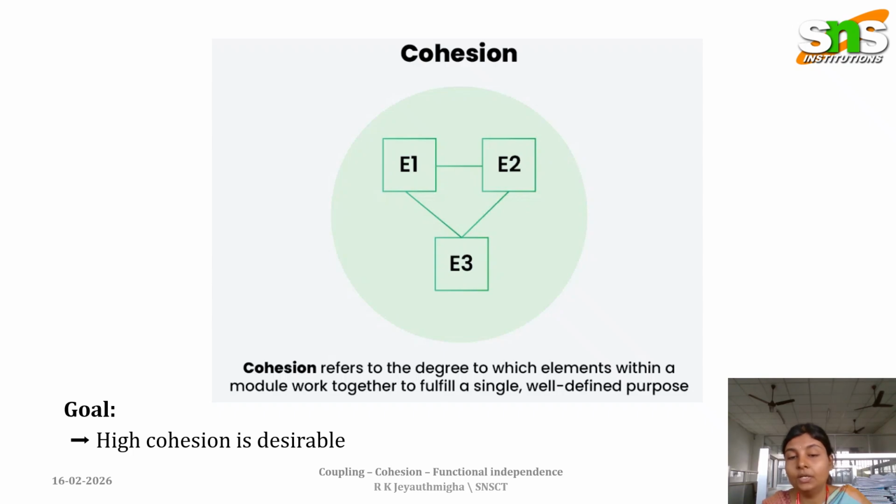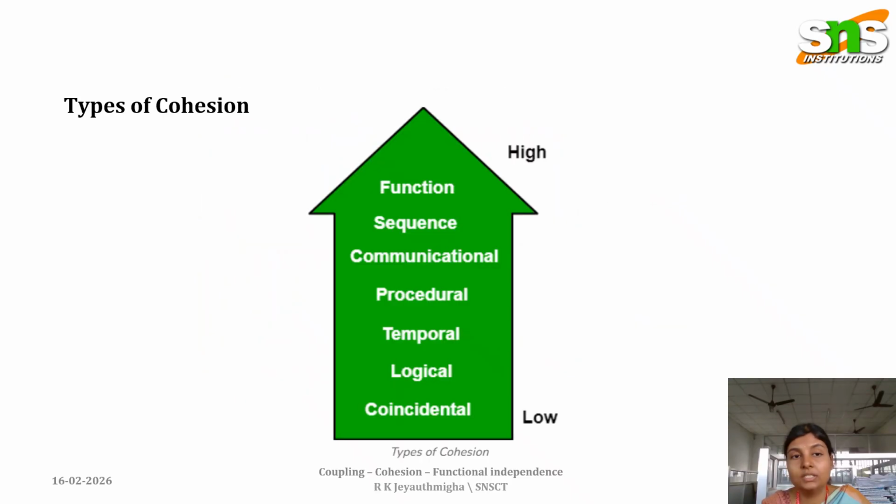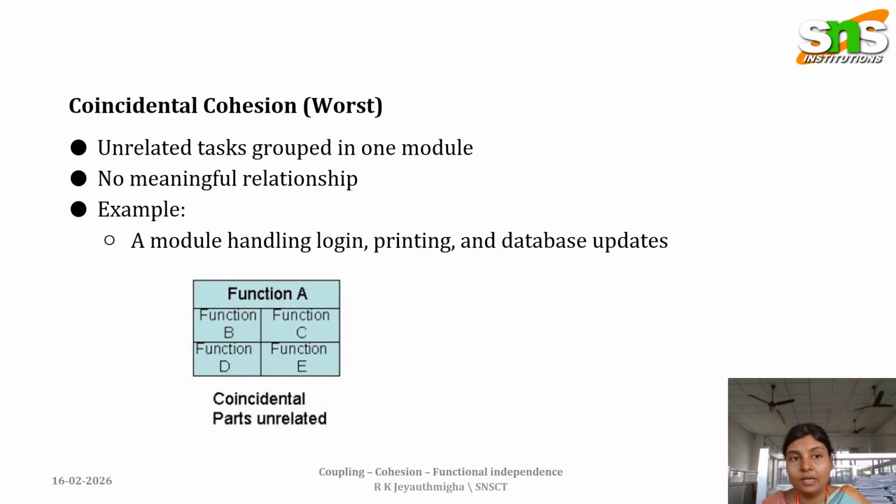Cohesion refers to the degree to which elements within a module work together to fulfill a single well-defined purpose. The goal is to achieve high cohesion. So this is the diagrammatic representation of how the modules are, and the coupling is between the modules and the cohesion is within the module. The types of cohesion are given here, and let us discuss one by one.